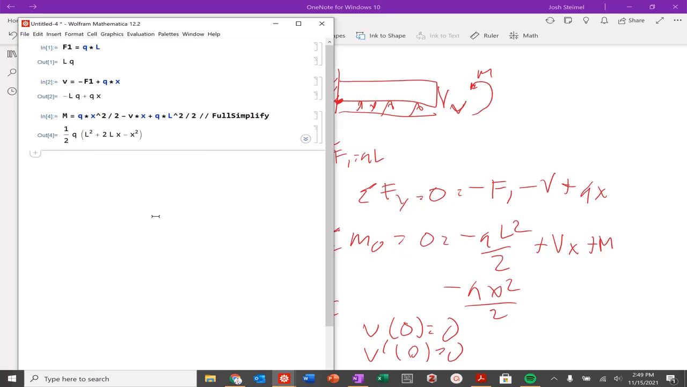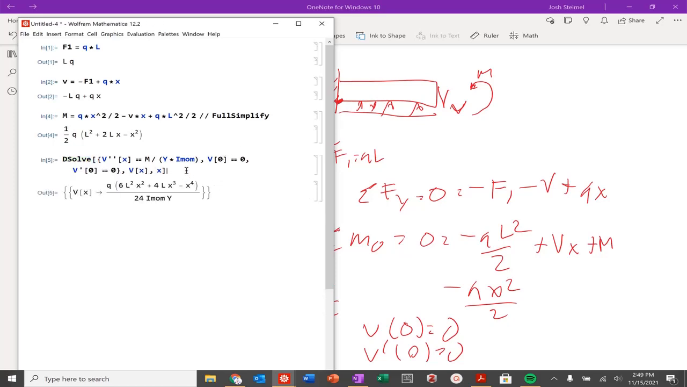So let's simplify. Now I'm going to do dsolve. My equation is v double prime of x set equal to M divided by E times I, the moment of inertia. And we're going to set up some boundary conditions where v of 0 is set equal to 0, v prime of 0 is set equal to 0, and I'm going to solve as a function of v of x. And let's do this.